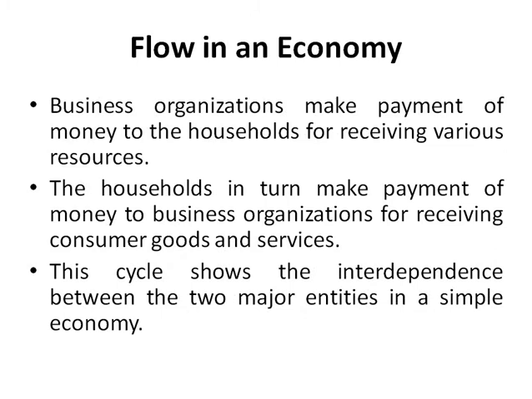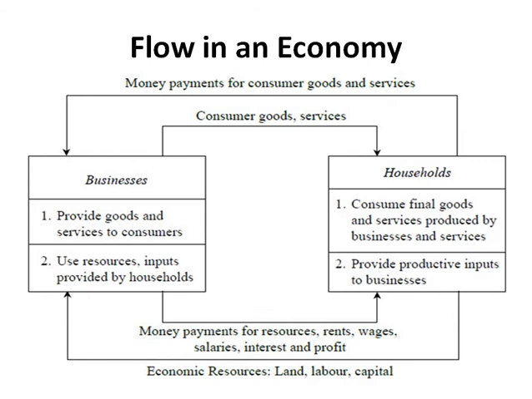Then here the business organization makes the payment of money to the households for receiving various resources. So based upon the households, they have some other ideas and other things which are purchased by that particular concern. So here the households in turn pay money to the business organization for receiving consumer goods and services. So based upon their need they are going to consume the goods and they are providing the services. So this is a cycle which is interdependent between the two major entities in a simple economy. So this is the flow of the economy.